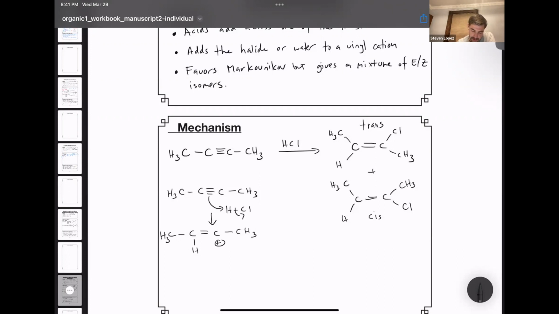If we fix this geometry, you'll notice that the methyl group points up while the cation points down. That cation is basically an empty p orbital, and that methyl group can switch from up and down. Both of those are possible conformationally speaking. So there's an equilibrium between these two structures.